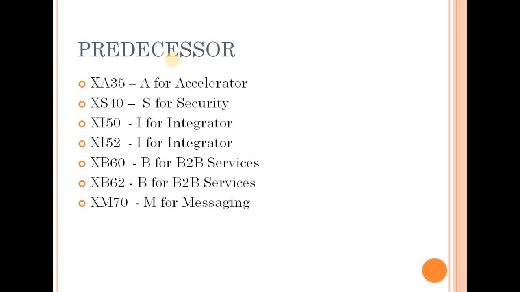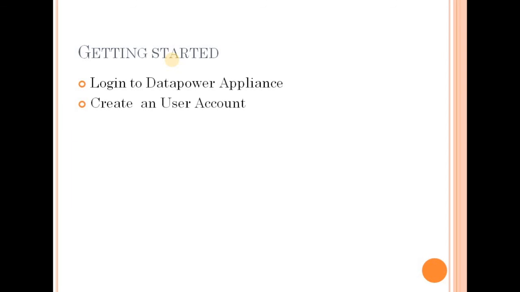And finally we have the low latency DataPower appliance XM70. M stands for messaging. If you need to have your messages passed at a very high speed, then this could be your best appliance. But now IBM doesn't release it as a different appliance like in the past. Now we have only the DataPower Gateway appliance. So this ends a brief introduction about the DataPower appliance.